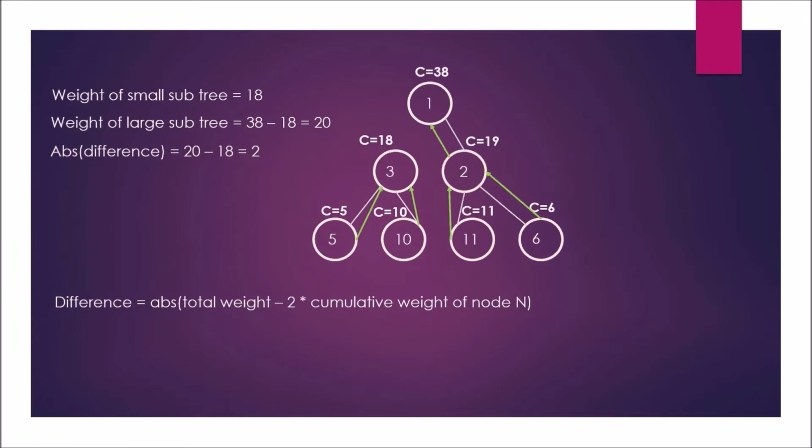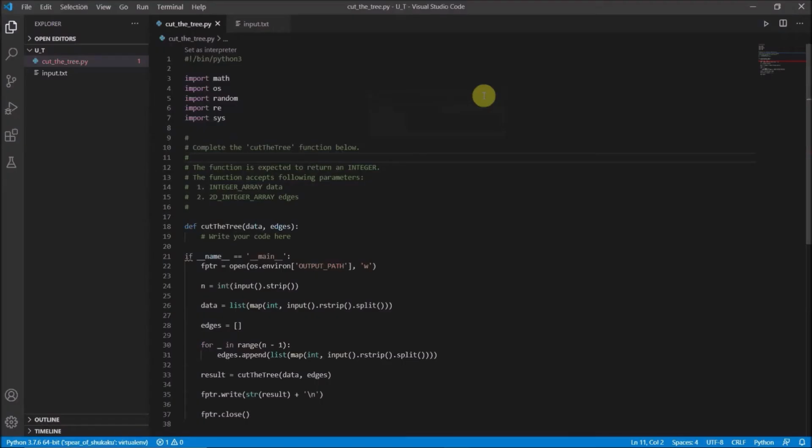So the solution would be to first calculate cumulative weights on each node and then iterate over the nodes to find which node has the minimum difference. Let's start coding. I have downloaded the boilerplate code that HackerRank provides and also our input file. To get started, we need to first create a graph.